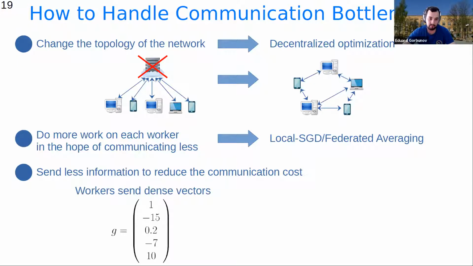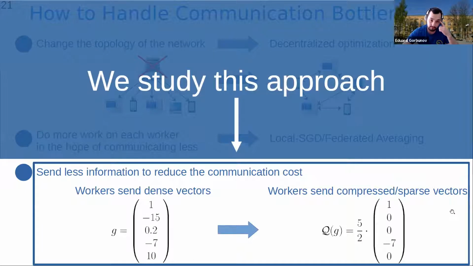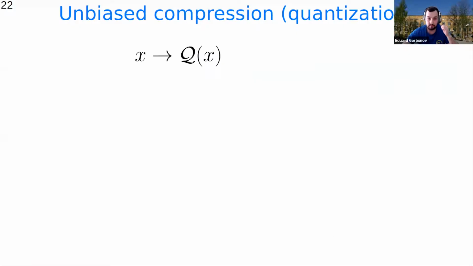For example, instead of sending dense vectors like this, devices can send compressed or sparse vectors, applying some compression operator Q to the input vector g. For example, here is a realization of the so-called Rand-K operator, which will be defined on the next slide. Okay, we studied this approach.